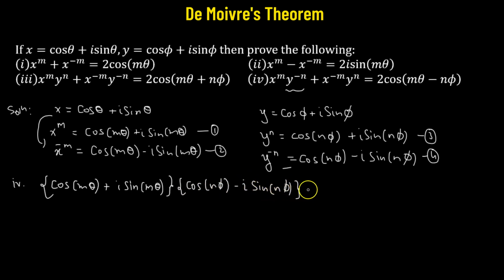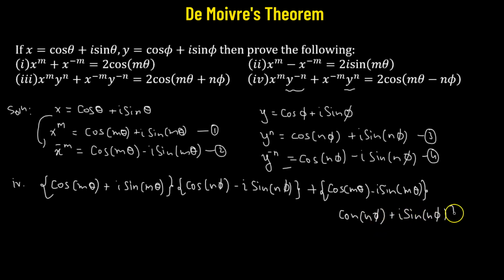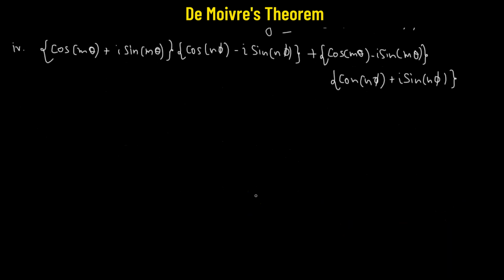Fine. This is now added to x raised to the power of -m, which is equation number 2, cosine of m theta minus iota times sine of m theta. So this will get multiplied by y raised to the power of n. So we'll use equation number 3. So this will be cosine of n phi added to iota times sine of n phi. Fine. So let's perform the multiplication.